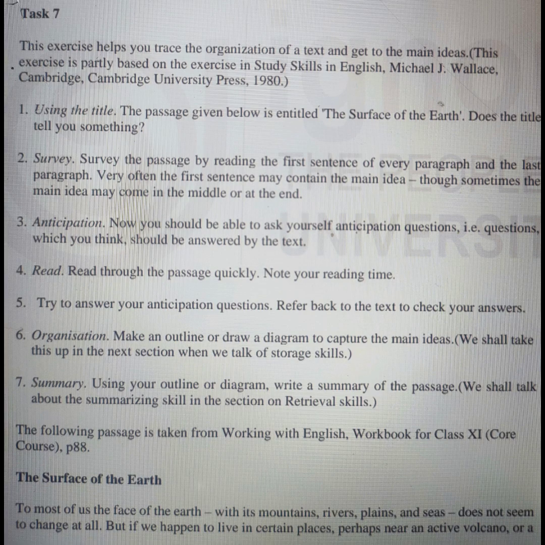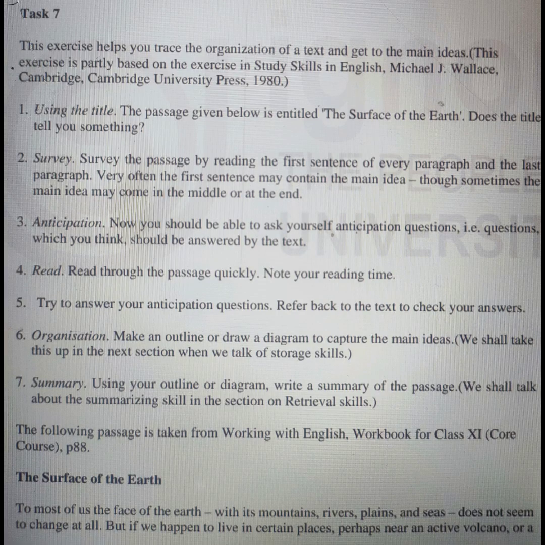1. Using the title. The passage given below is entitled, The Surface of the Earth. Does the title tell you something? 2. Survey. Survey the passage by reading the first sentence of every paragraph and the last paragraph. Very often the first sentence may contain the main idea, though sometimes the main idea may come in the middle or at the end.